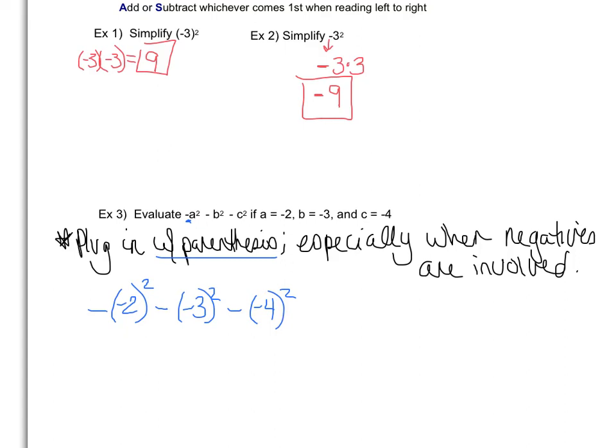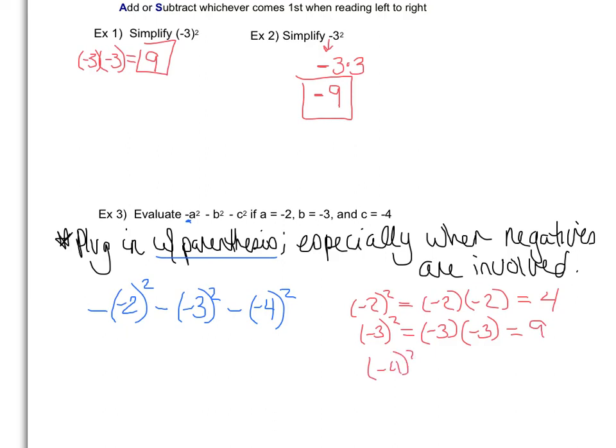So I'm going to do some side work over here just to show where I'm getting my numbers from. Negative 2 squared, I know, because it's in parentheses, I take the whole negative 2 and multiply it by itself and get positive 4. Negative 3 squared, same thing, is negative 3 times negative 3, which is 9. And negative 4 squared is negative 4 times negative 4, which is positive 16. Put each of those in place. This negative sign drops down, giving me negative. Again, negative 2 squared we just saw was 4.